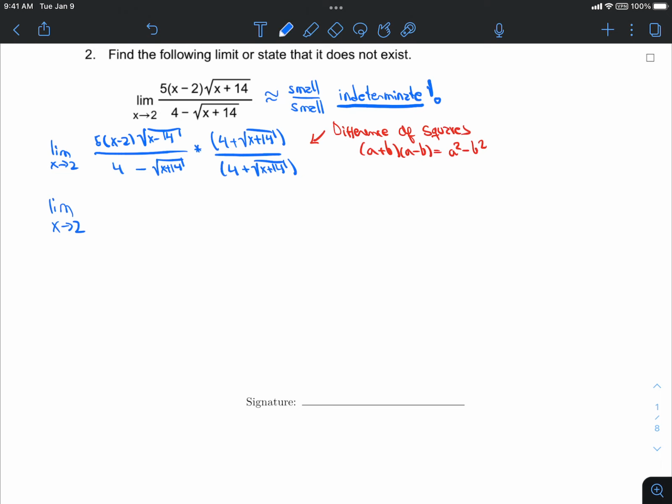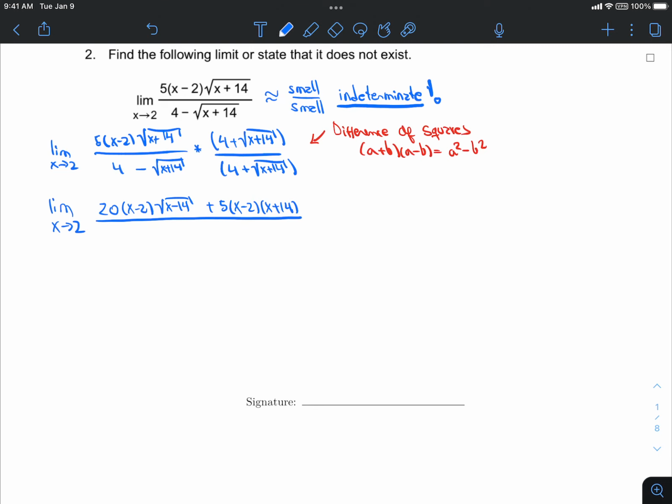So I'll multiply this by 4 first, using the distributive property. This times 4 gives me a 20. x minus 2, root x plus 14. And then this times this. I can combine these two. Looks like I made a little typo here. This is x plus 14, as you can see. So this is the same thing multiplied twice. It's that thing squared. Since that's squared, the square and the square root cancel, and I just get 5 times x minus 2 times x plus 14.